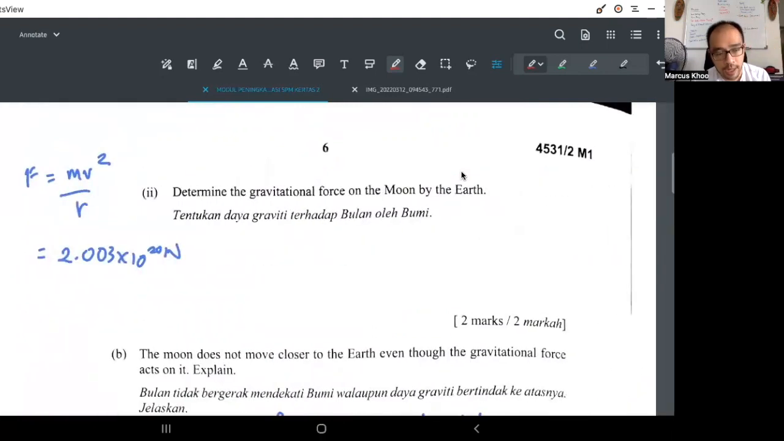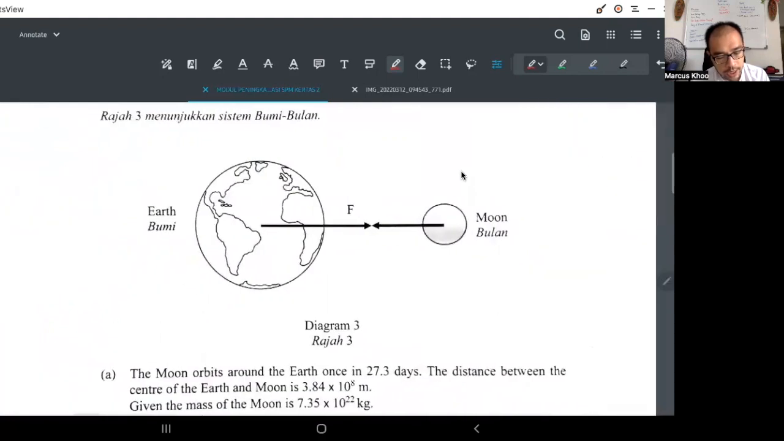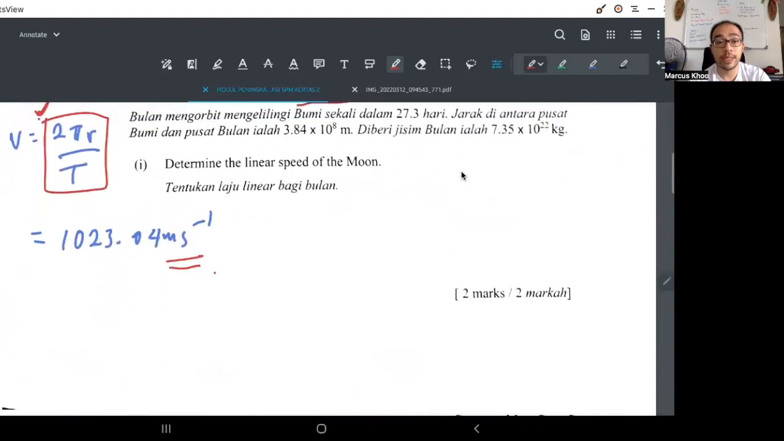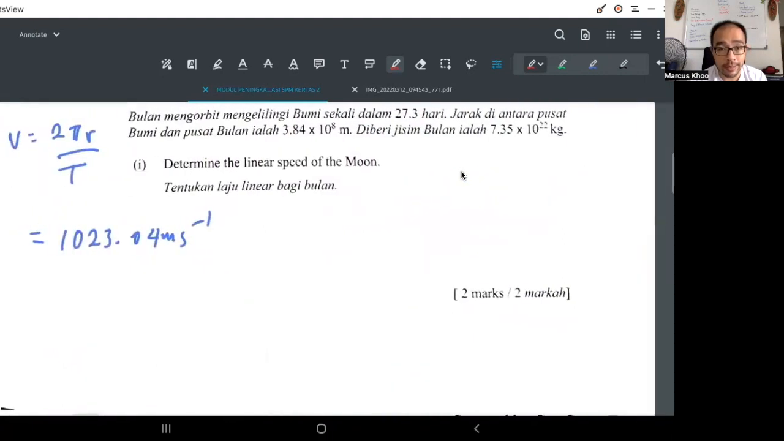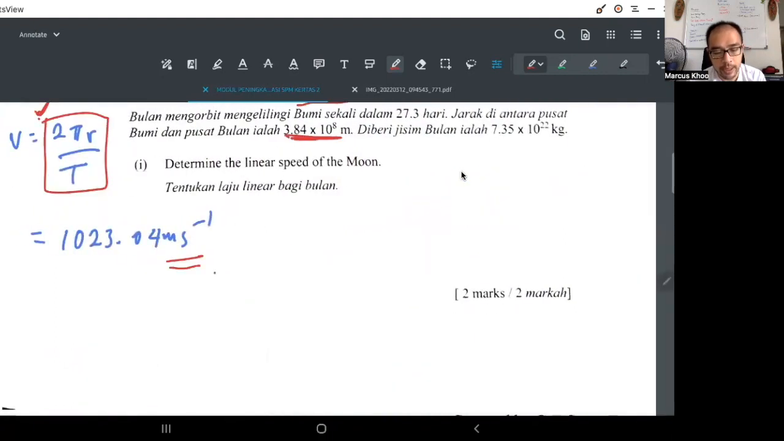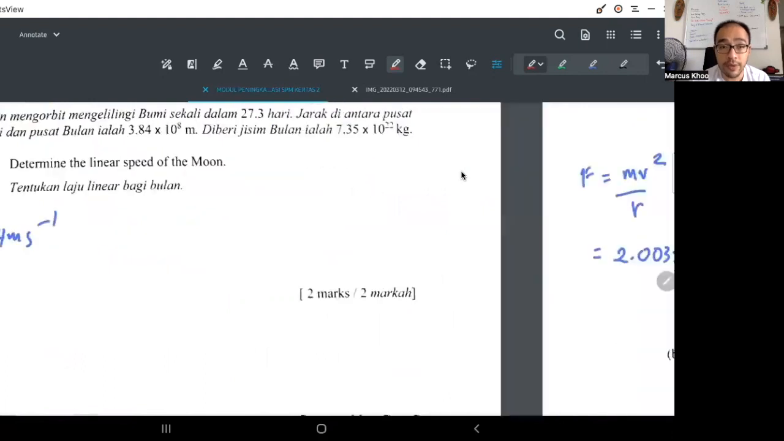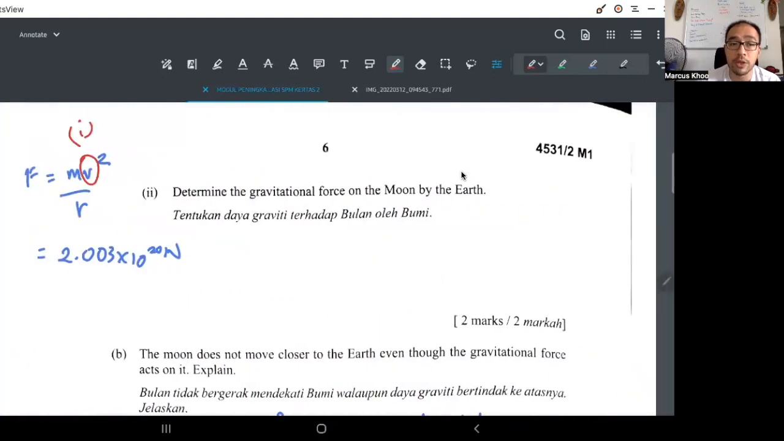So mv squared over r, you have v from question number 1, which is 1023.04 meters per second. Then you square it, over r. r is also given as 3.84 times 10 to the power 8. So everything is given there. You calculate, and you should be able to get about 2.003 times 10 to the power of 20 newtons.